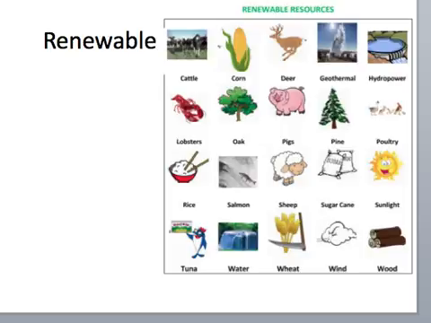I know it's kind of little kiddish, but it was a great list: cattle, corn, deer, geothermal energy, hydropower, chickens, food, crops. Those are all renewable in the length of a human lifetime. They can be replaced. Even trees and wood can be grown fast with certain species.